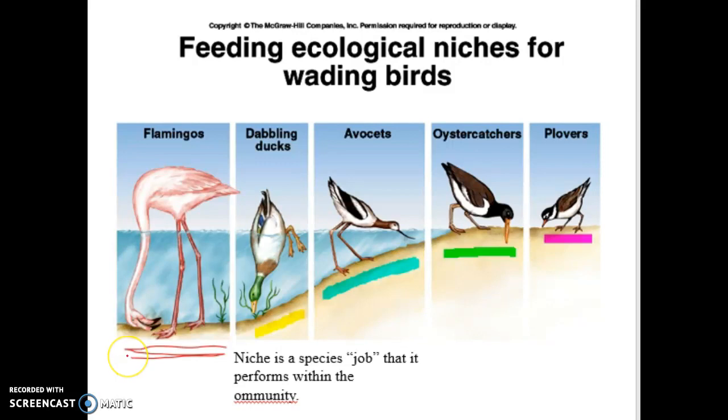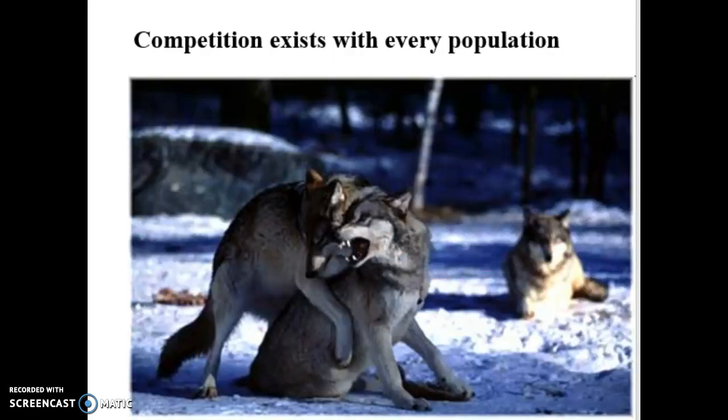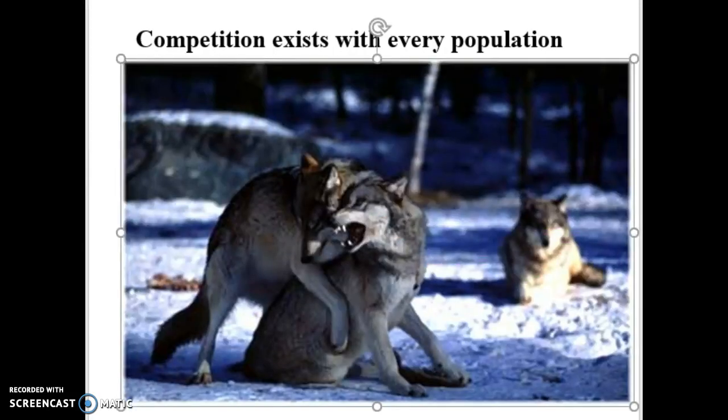So as long as you don't overlap completely, you're going to do pretty well with those other species in that given area. If you have complete overlap, then we get into competition. Now, competition is going to exist within every population and between populations. The key is figuring out how much competition there is.